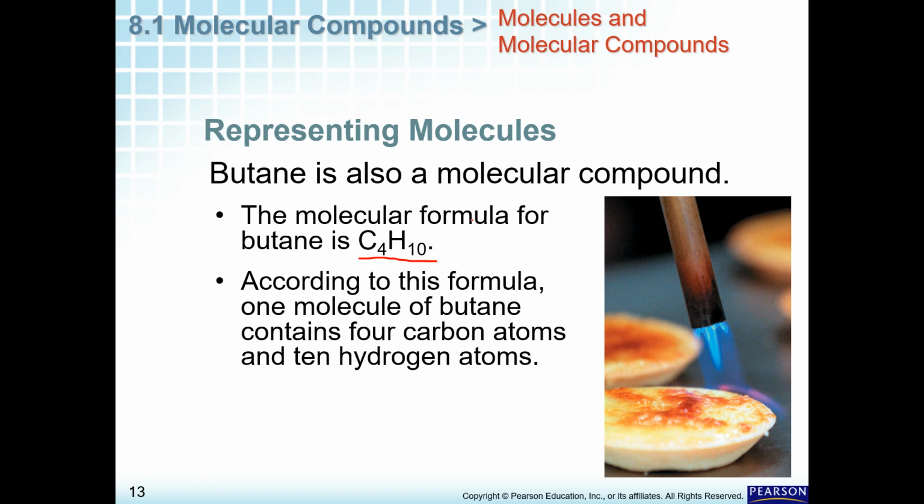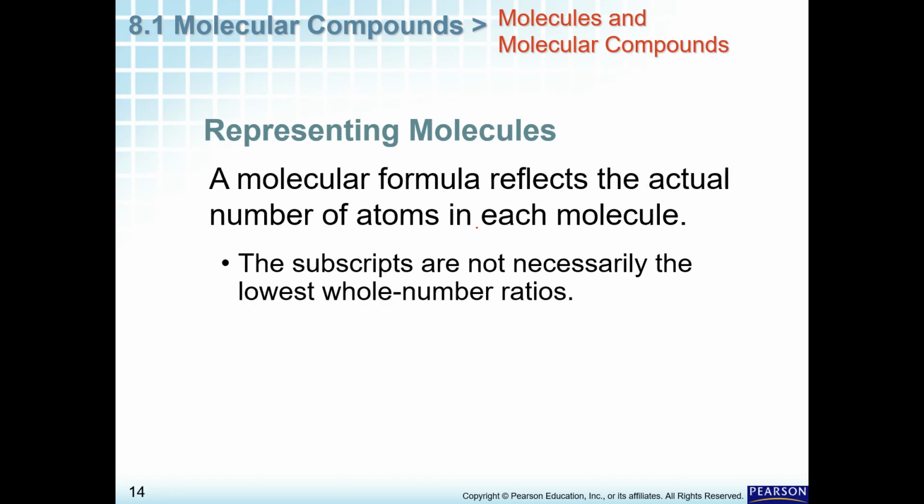So if it's ionic, we've always reduced it. If it's molecular, we cannot reduce. And that's because a molecular formula is different than a formula for ionic bonds, because the molecular formula reflects the actual number of atoms. Those subscripts are not reduced to the lowest whole number ratio. So if you see something like C6H12O6 and think, oh, we can reduce this by dividing these all by 6, we don't actually do that for a molecular compound. We know it's molecular because these are all nonmetals.